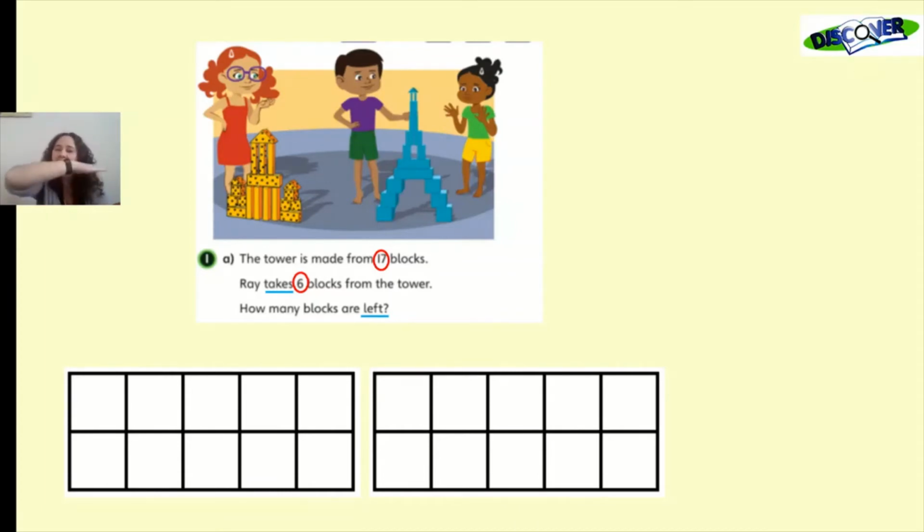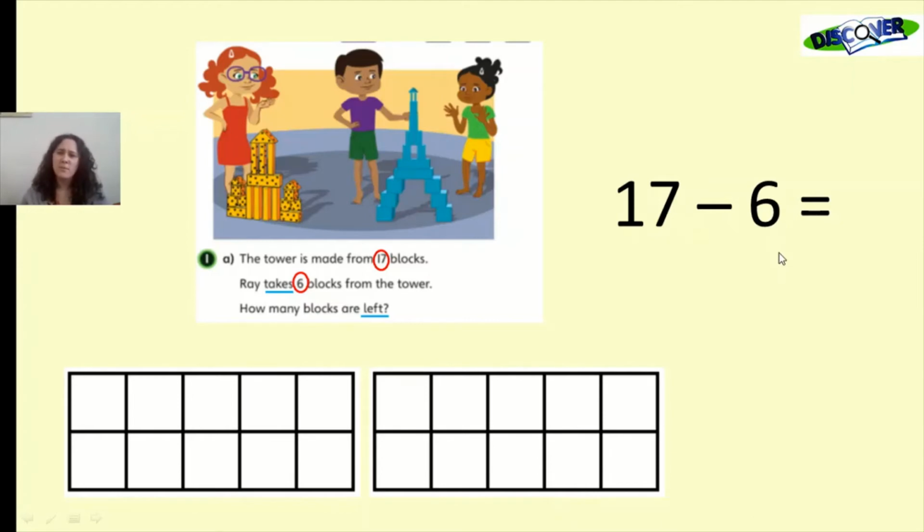Brilliant. We are taking away if the amount is getting smaller. So I know that the numbers I'm using are 17 and 6, and we're going to be taking away instead of adding. I can use this now to create my number sentence. Here we go. 17 take away 6 equals. So that's the 17 blocks that we start with, and then the 6 that Ray takes.